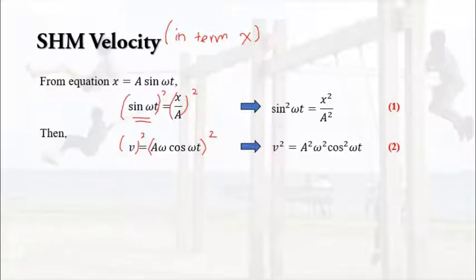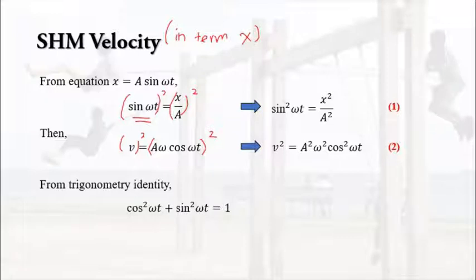Now that you have two equations, what are you going to do next? You're going to apply trigo identity relationships. From the trigonometry identity, we know that cos squared omega t plus sine squared omega t equals 1, which is cos squared theta plus sine squared theta equals 1. So you rearrange the equation, then you're going to get cos squared omega t equals 1 minus sine squared omega t. I'm going to call this equation 3.